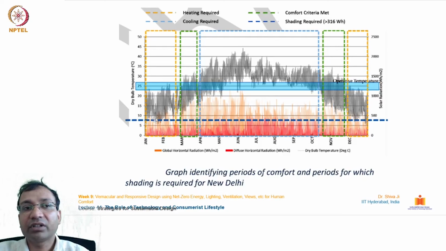With this dark blue dotted line, it is shown that shading is needed. You can see that once the temperature rises above 16 degrees centigrade dry bulb temperature, it is expected that some kind of shading is necessary in this city of New Delhi.